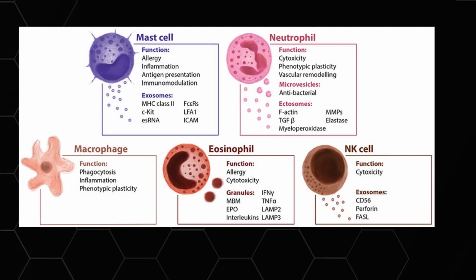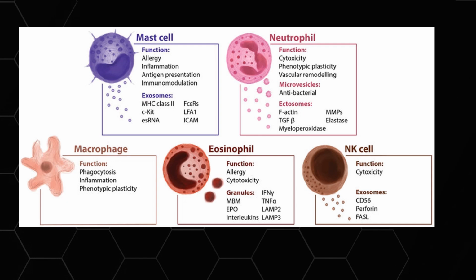Then we have eosinophils. They are also cells that get activated during allergies and cytotoxicity, and once the granules are formed, they release interferon gamma and interleukins, LAMP2 and LAMP3, and tumor necrosis factor alpha. So eosinophils also create a cytotoxic environment for the incoming antigen.